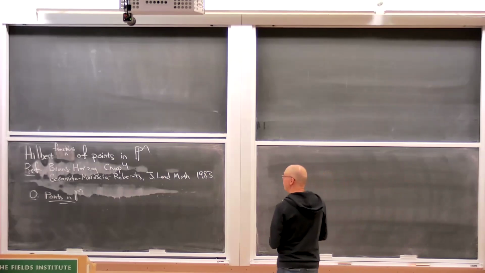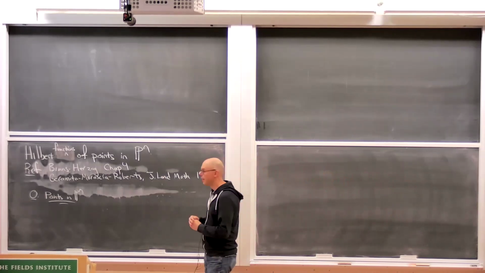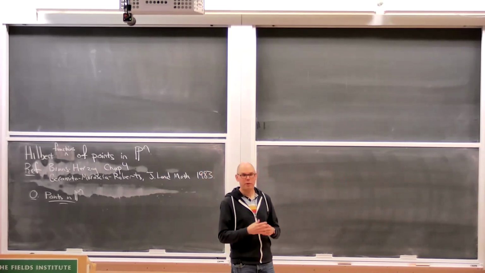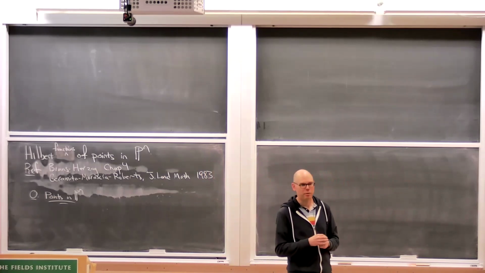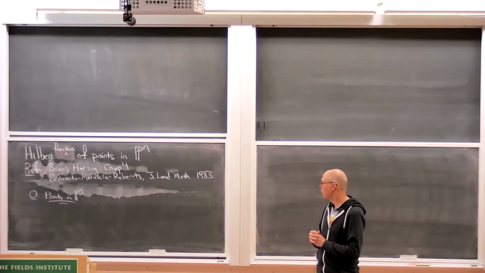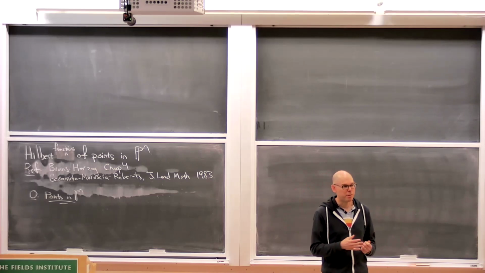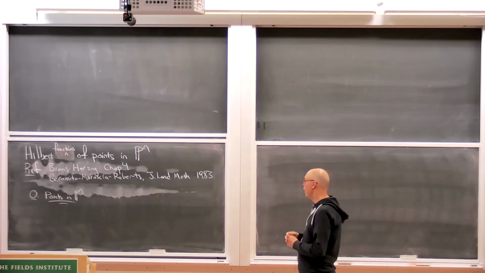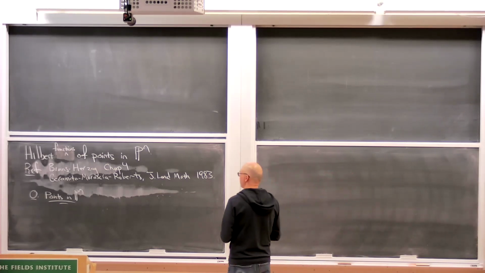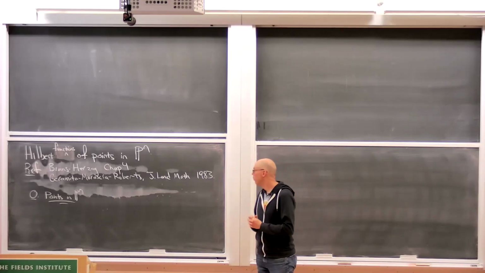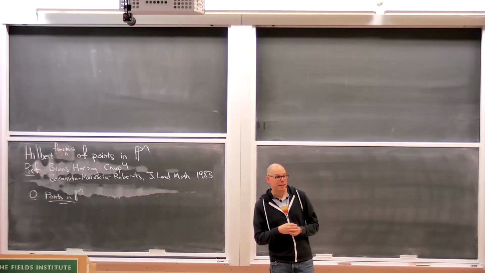I'm going to talk to you about Hilbert functions of points in Pn. And as a reference about Hilbert functions, I know Fred talked to you about this. A good reference for the stuff I'm going to talk about is Bruns and Herzog's book, chapter 4. And I'm going to really be focusing on one result of Geramita, Maroscia, and Roberts from 1983.